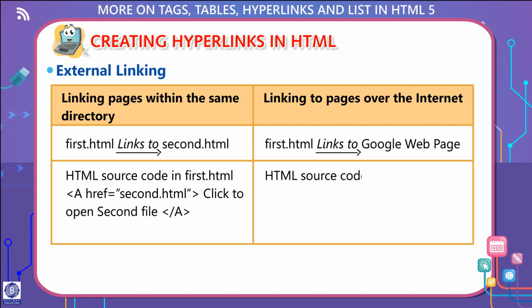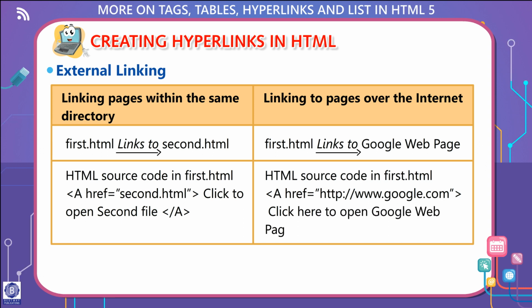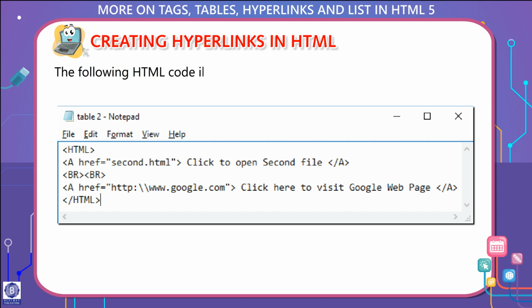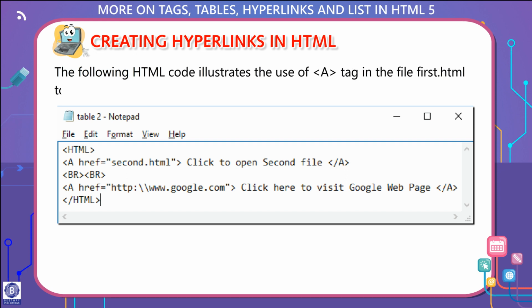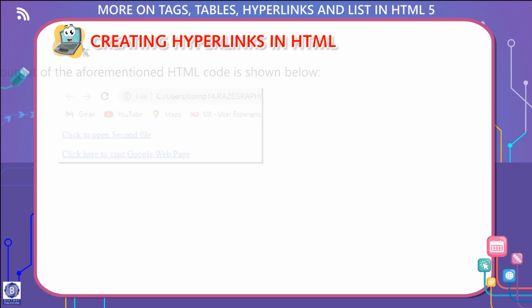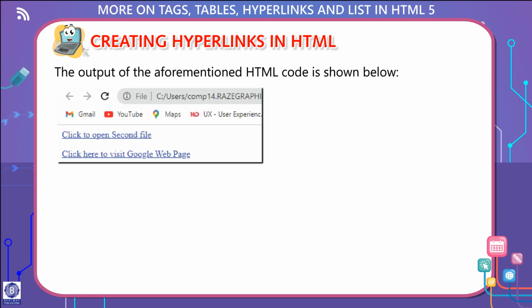HTML source code in first.html: <a href="http://www.google.com">Click here to open Google web page</a>. The following HTML code illustrates the use of A tag in the file first.html to link to different web pages. The output of the aforementioned HTML code is shown below.